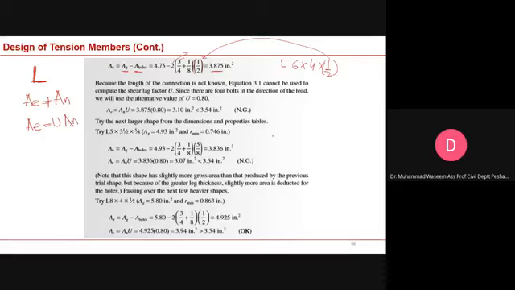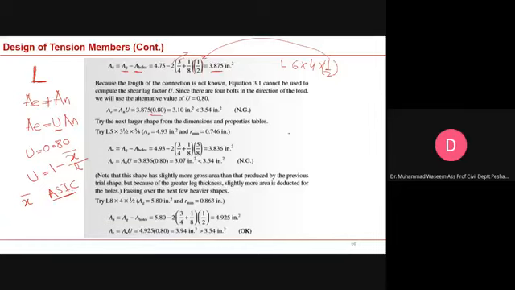Now you can use simple guidelines. This is saying that the U value is 0.8. It is given. Or you can calculate the U value using 1 minus X bar by L. X bar, you will get it from the manual.